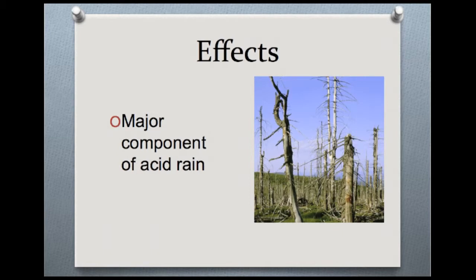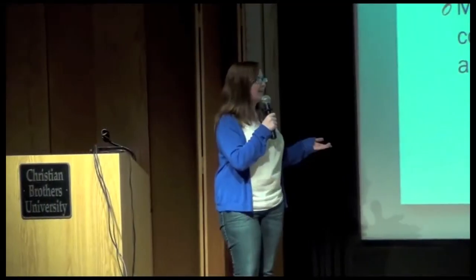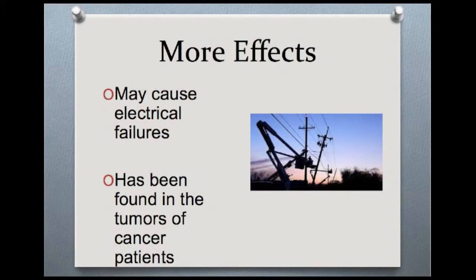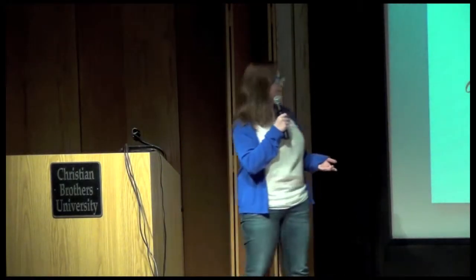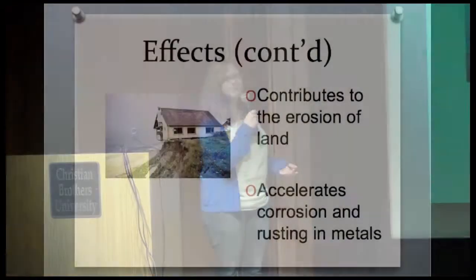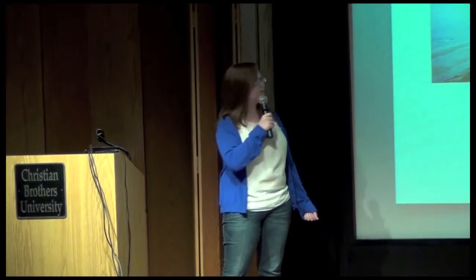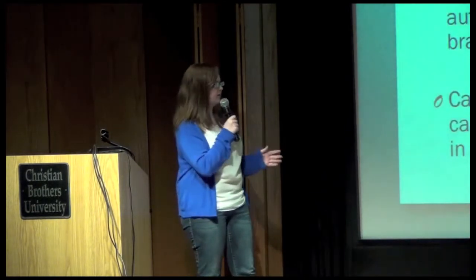Dihydrogen monoxide is a major component of acid rain, and you can see from this image that acid rain is not a good thing. It does not do nice stuff to the environment. So this is not a nice compound. In the liquid state, it can cause electrical failures, and I know that a lot of you guys have probably had some of your electronics damaged by dihydrogen monoxide. It's also been found in the tumors of cancer patients, which is very not good. It contributes to the erosion of land and to the corrosion of metals. As you can see from this image, land corrosion is not something that's fun. People's houses are literally on the line, and it's all because of dihydrogen monoxide.